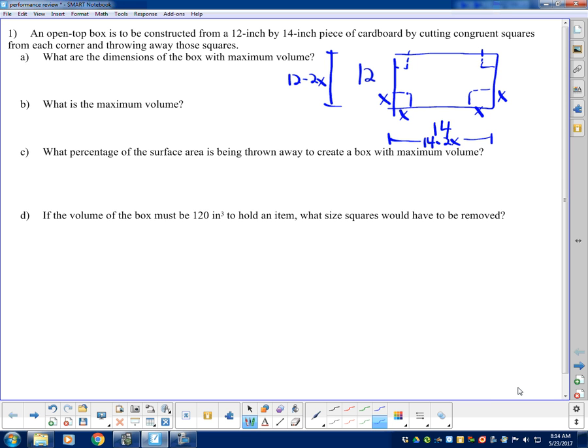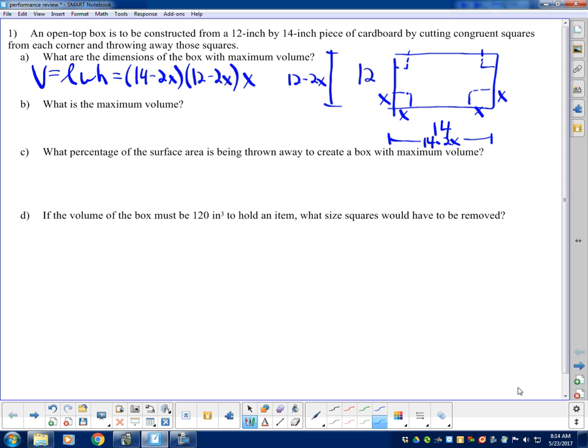So if I think about this in terms of volume, I have volume equals length times width times height. In this case, the length is 14 minus 2x. The width is 12 minus 2x. And the height is x.